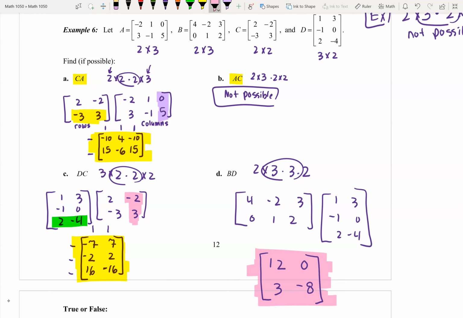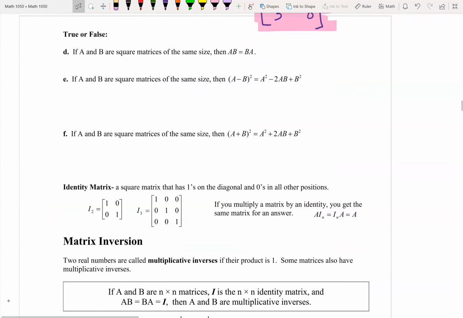Yes, sir. How do you figure out how many rows and columns there are? See, when you get rid of the 3 by 3, if I scribble that out, then what I have is a 2 by 2. So this answer is a 2 by 2. So it's just those outside numbers. Okay. Okay, let's keep going.